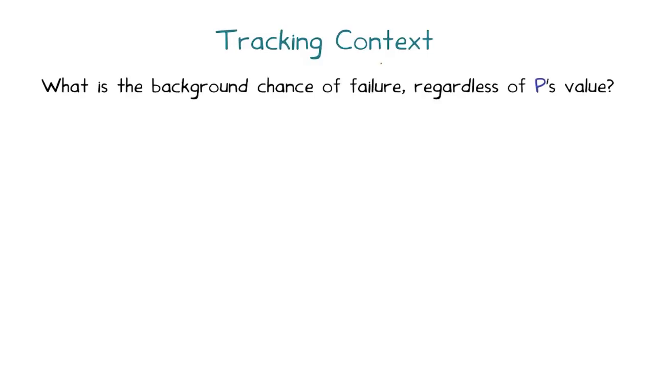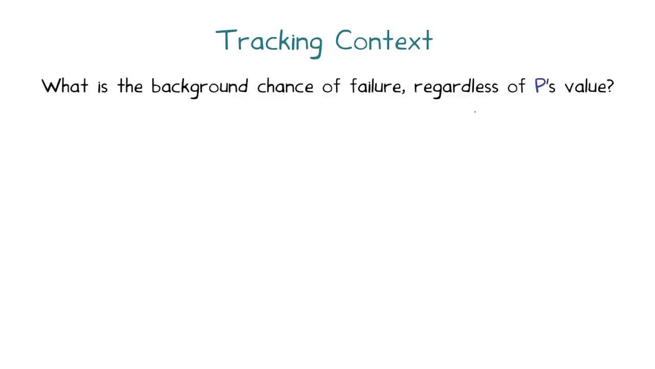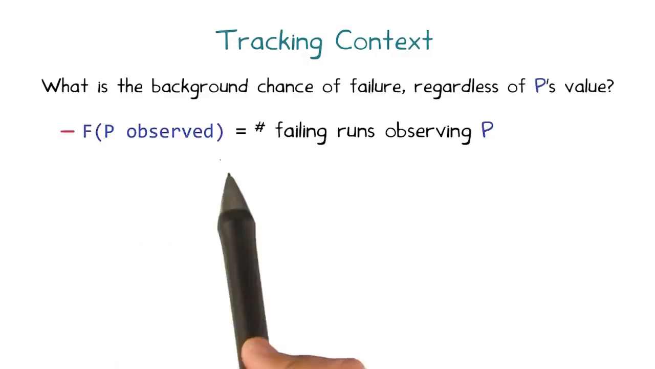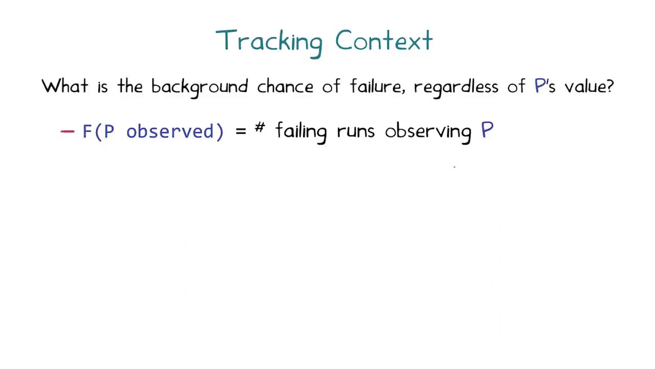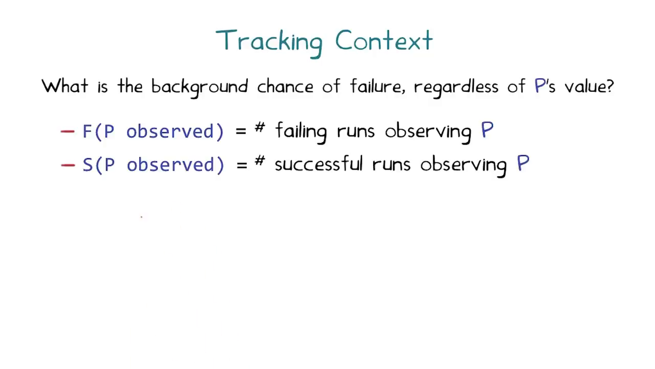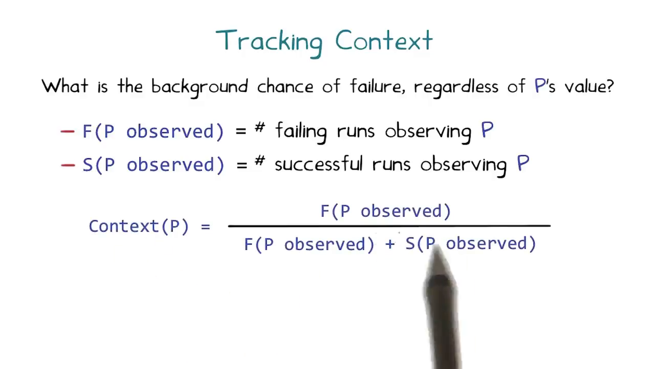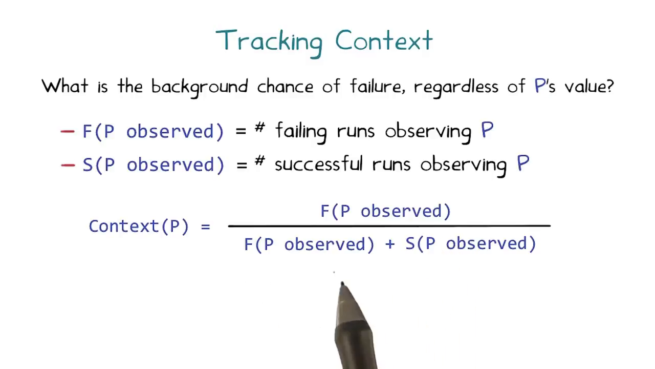This is the motivation for the context statistic, which measures the background chance of program failure regardless of what we observe the value of a predicate to be. Let F(P observed) be the number of failing runs in which P was observed to be either true or false, that is, in which P had a state of 0, 1 or star, but not dash. And similarly, let S(P observed) be the number of successful runs in which P was observed to be either true or false. Then, Context(P) is defined to be the ratio of F(P observed) to the sum of F(P observed) and S(P observed).